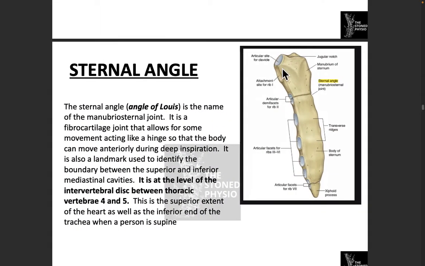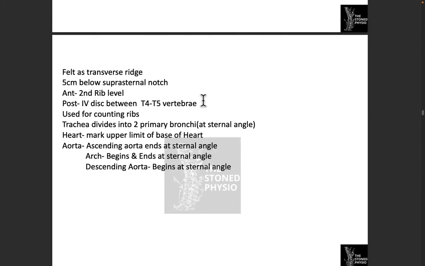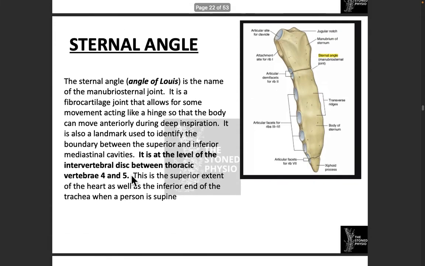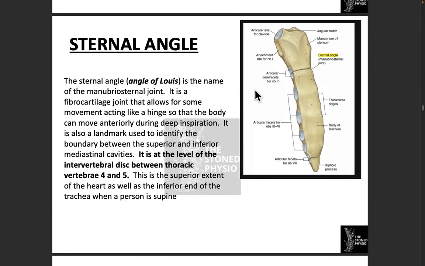Then we talked about the sternum, and we also discussed this particular joint, that is the manubriosternal joint, and why this particular structure holds a lot of significance. We discussed that there is a lot of significance of this particular level, that is the manubriosternal joint.